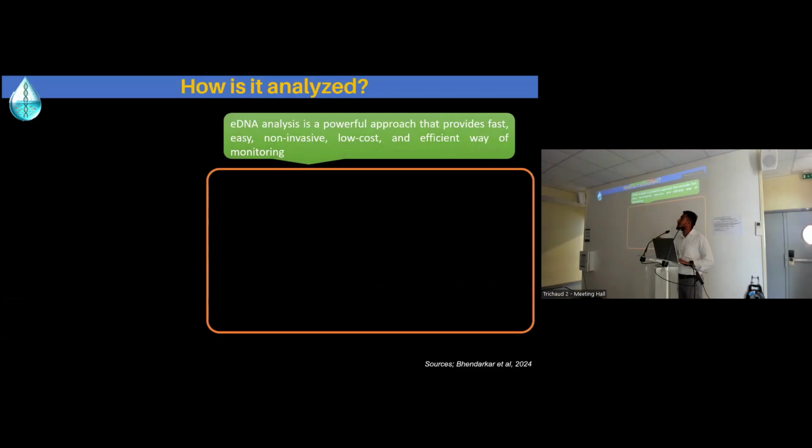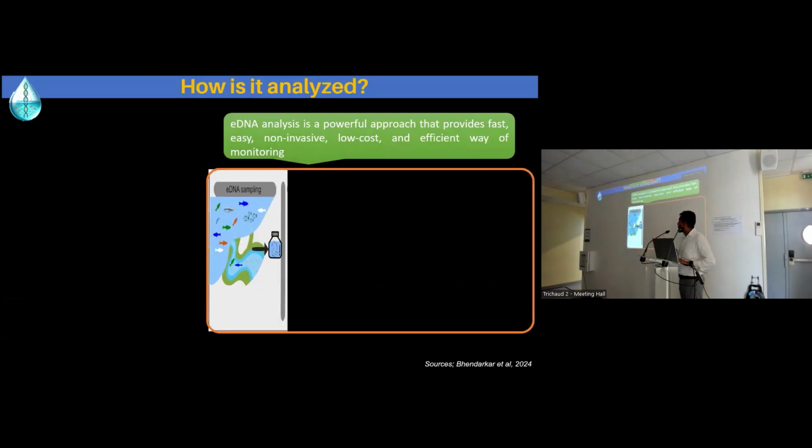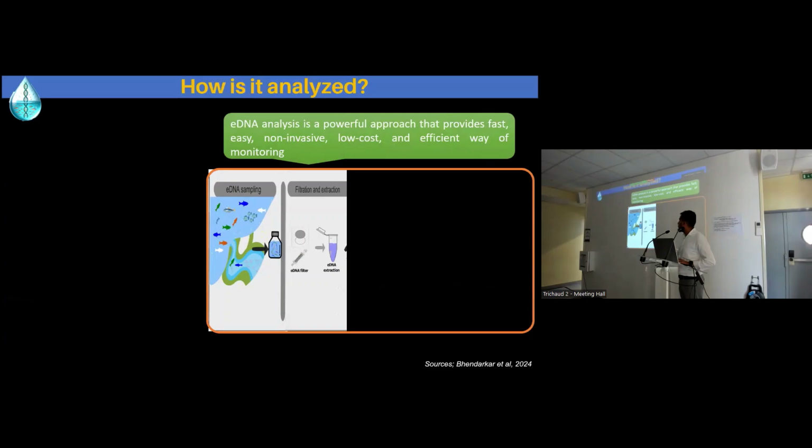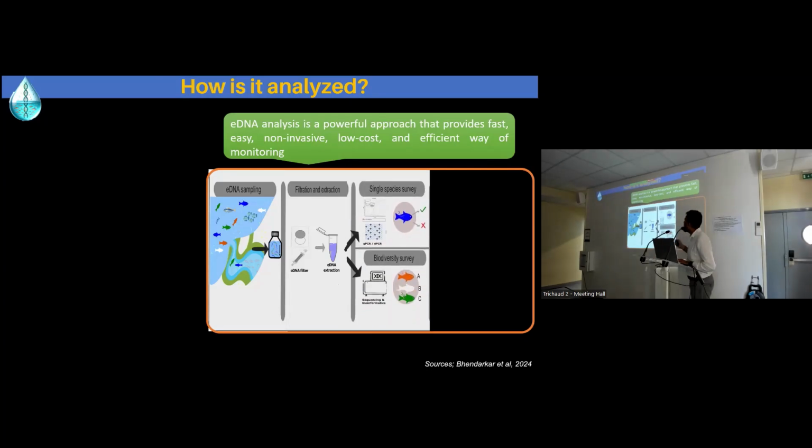The collecting of water is one thing, but how will we analyze it next? As soon as we collect the water sample, we have to filter it with different filters and then extract the DNA out of that water. And then, based on our study, we have two options.